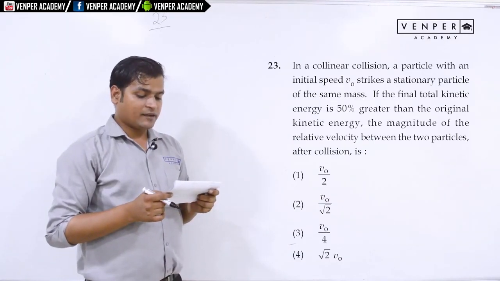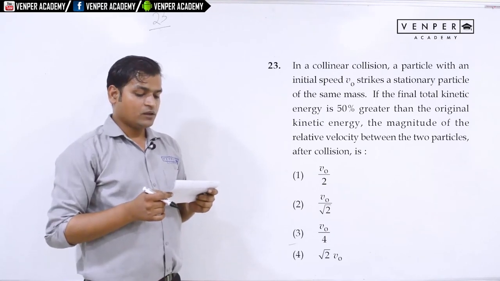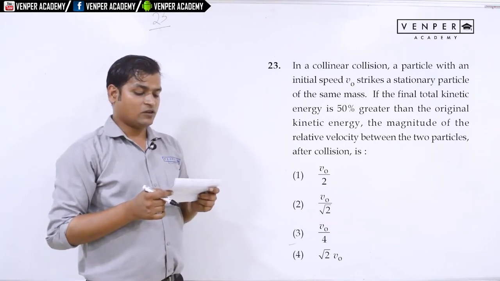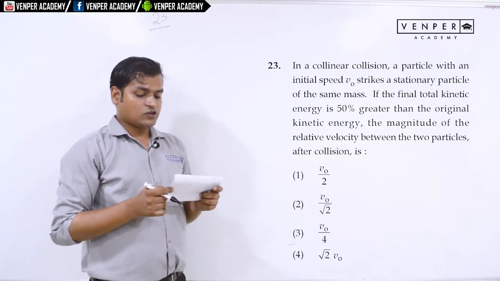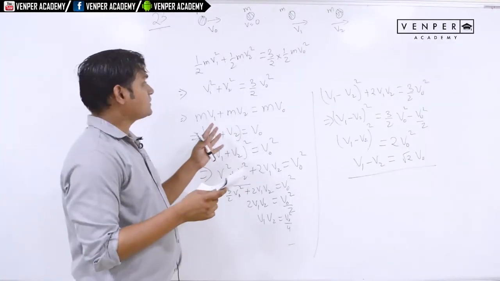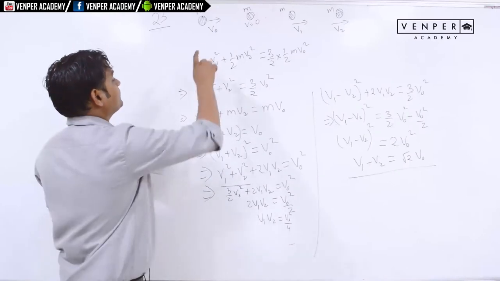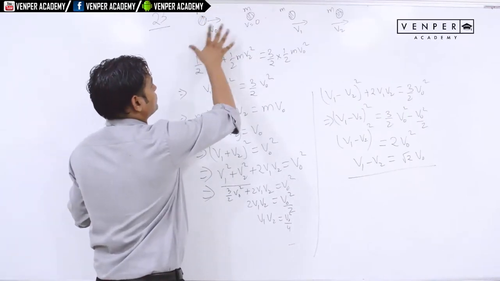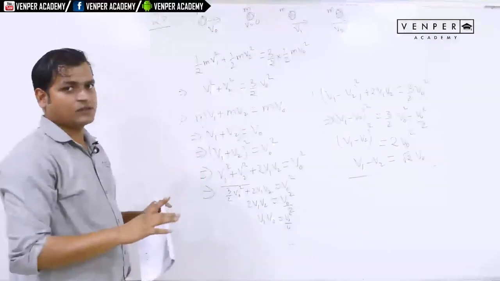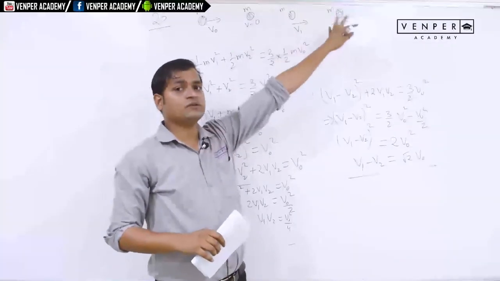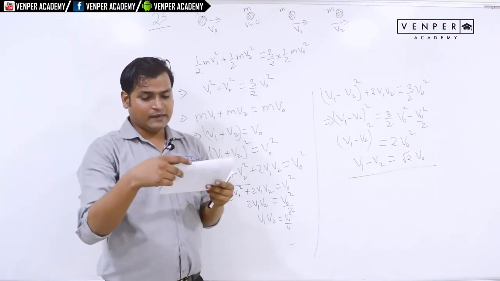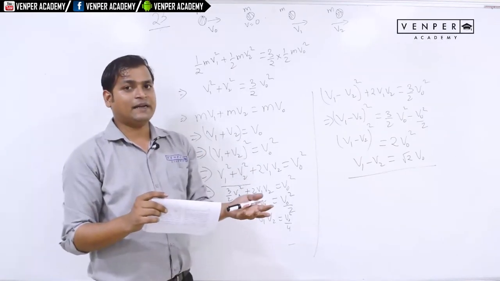In a collinear collision, a particle with an initial speed v naught strikes a stationary particle of the same mass. If the final kinetic energy is 50% greater than the original kinetic energy, the magnitude of the relative velocity between the two particles after collision is. Okay, see question number 23. Here it is saying that in a collinear collision, there is an object moving with some velocity v naught, and it is striking another object which is initially at rest. After collision, the total kinetic energy of the system is 3 by 2 times the initial. It is saying that it is 50% greater than the original kinetic energy of the system.